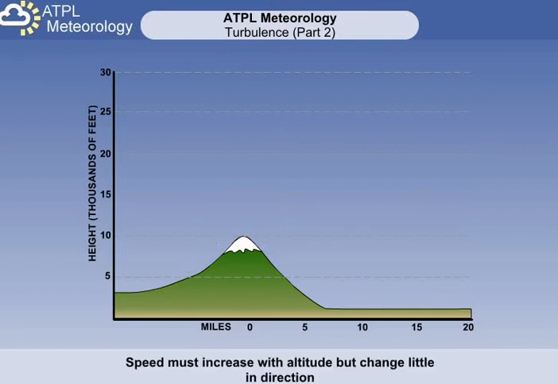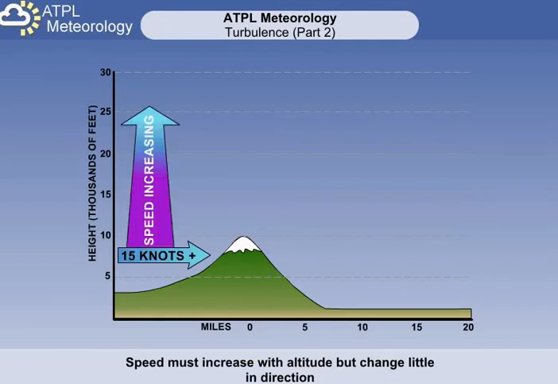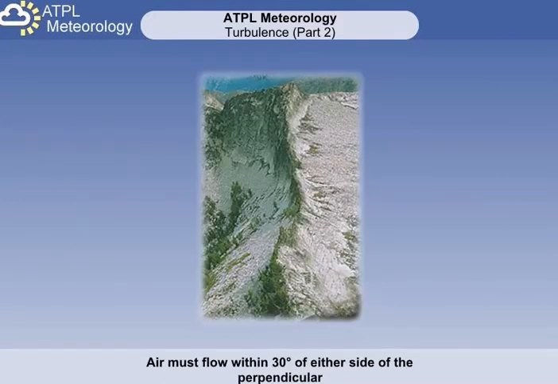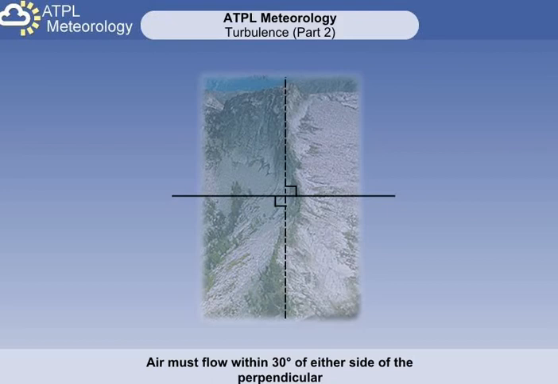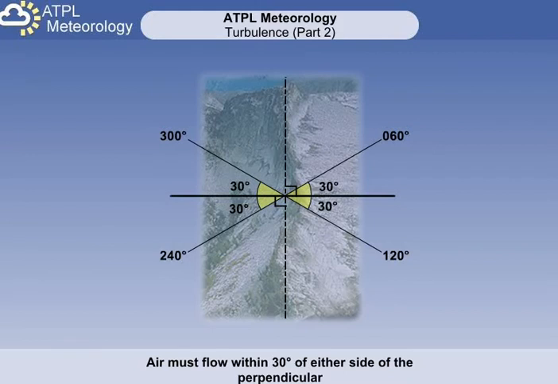Another condition which must be met is that the wind speed at the level of the ridge must be greater than 15 knots and increase with altitude. The direction of the wind in relation to the mountain's orientation is another crucial factor. The winds must flow within 30 degrees either side of the perpendicular.